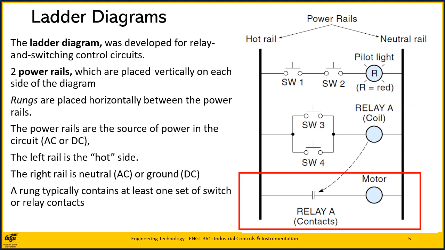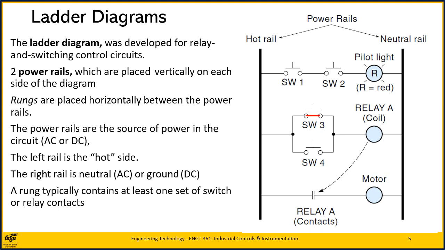The bottom rung contains a set of normally open contacts from relay A, and the load is a motor. Consequently, when either SW3 or SW4 of the middle rung closes, a relay A coil is energized and the motor in the bottom rung starts.